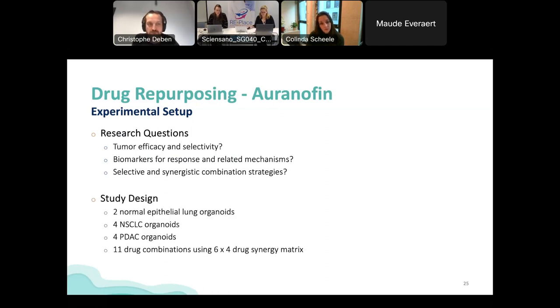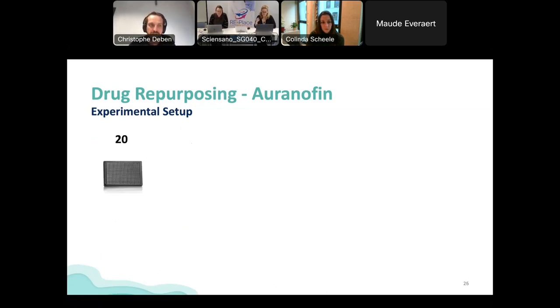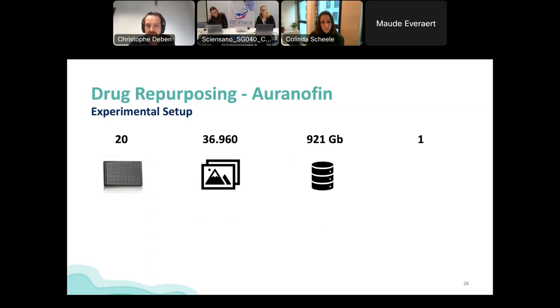So we used two normal epithelial lung organoids, four non-small cell lung cancer organoids, and four PDAC organoids, and we tested 11 drug combinations in a 6x4 drug synergy matrix, so that you have a lot of different combinations of different doses of the drugs. For this, we used 2384 well plates, generated almost 37,000 images and 1 TB of data. So it's really a lot of data to handle.